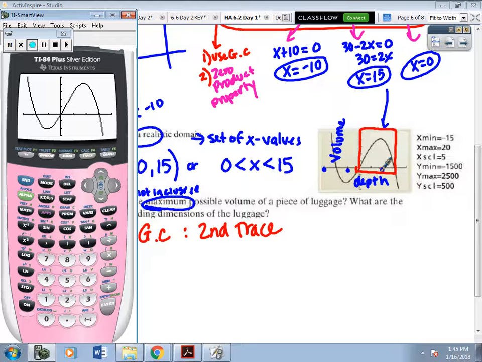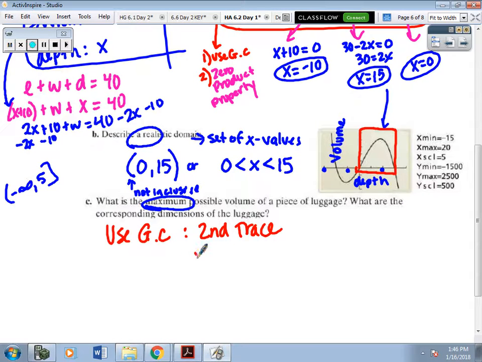And then we can use our second trace, and Abby said we're going to choose maximum this time because we're looking for that max. So second trace, option 4 for max. Again, you're looking for this point up here, so you're going to be to the left of that, which is good, right where it's at for me. And then you have to go to the right of the max, so all the way to the other side, somewhere, and guess. Okay, now remember, our y-axis was the volume, so the maximum volume is 2052.